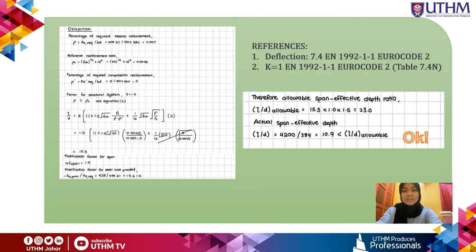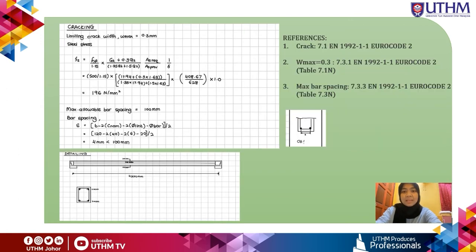Next is the deflection calculation. The percentage of required tension reinforcement is larger than the reference reinforcement ratio, so use equation 2 to get L over d. At the end, the actual span effective depth ratio that I get is lower than the allowable ratio, so the deflection is okay. Last but not least, the bar spacing is lower than the maximum allowable bar spacing, so it is okay. Here I also show the detailing of the beam.